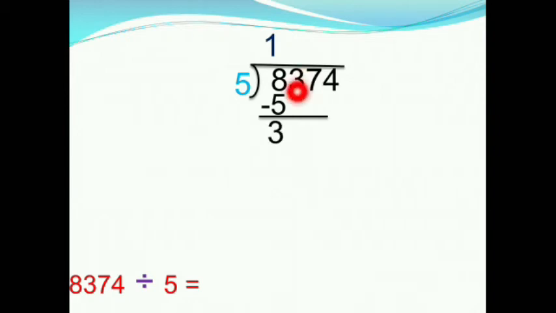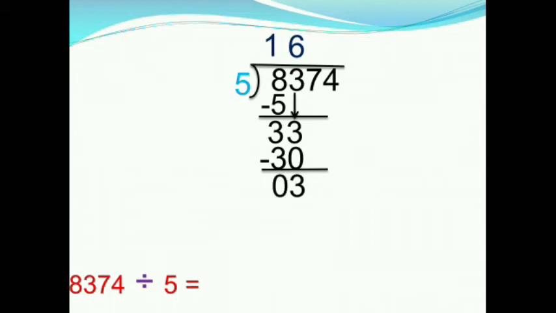Now we should take second digit, that is 3, and write here. It becomes 33. 33 will not come in 5 tables. So we should take nearest number, that is 30. 5 sixes are 30. Write 6 in quotient place and write 30 below 33 and subtract it. 33 minus 30 equals 3.